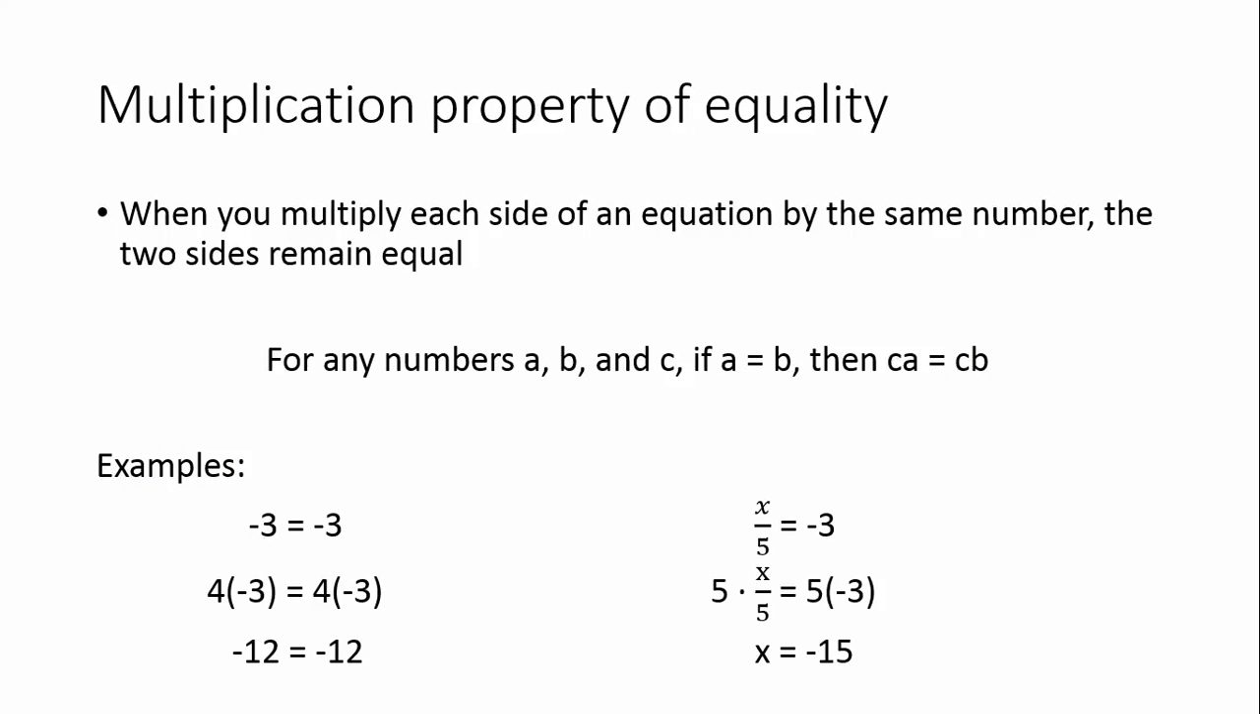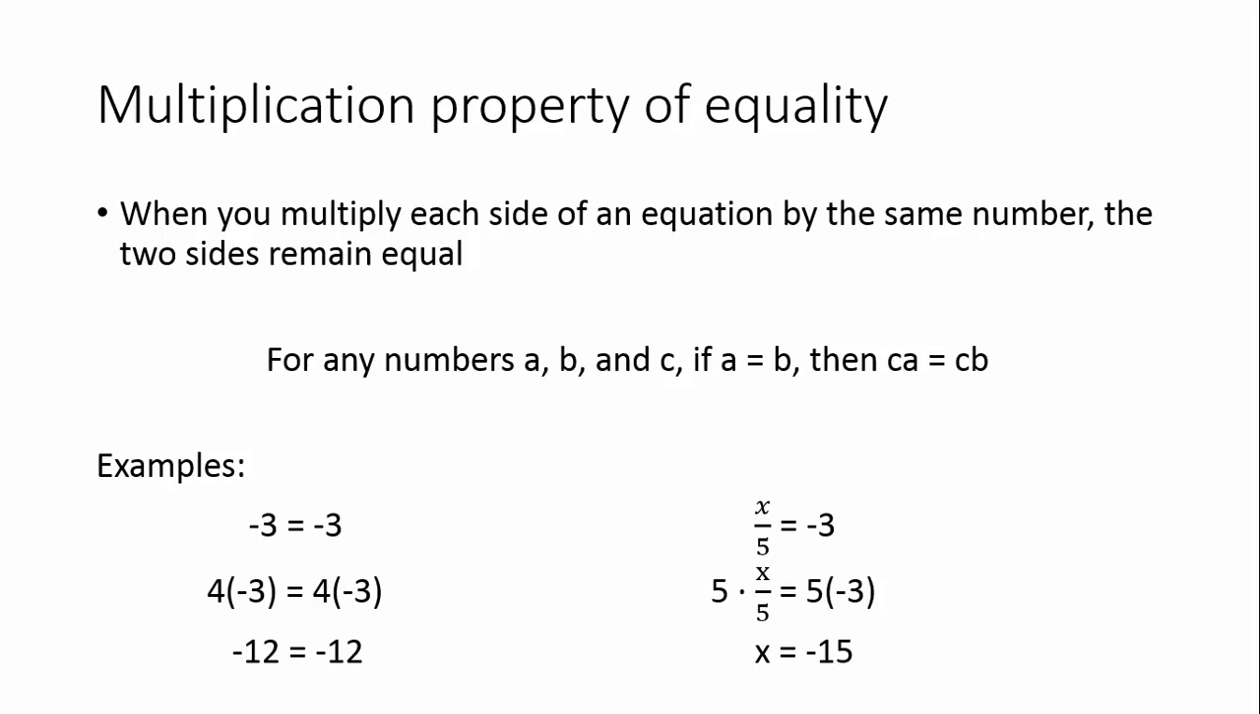The next property, the last property, is the multiplication property of equality. This says when you multiply each side of an equation by the same number, the two sides remain equal. So for any numbers a, b, and c, if a equals b, then we have ca equals cb. Notice both sides are being multiplied by c, so the equation is still equal.